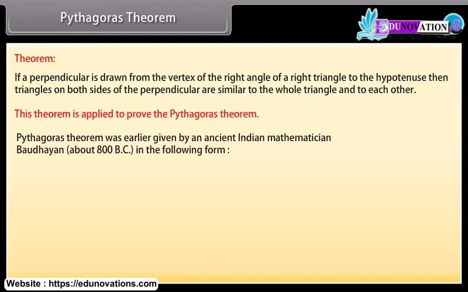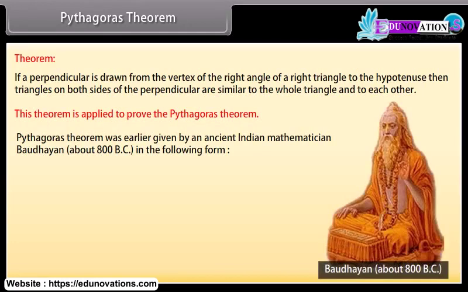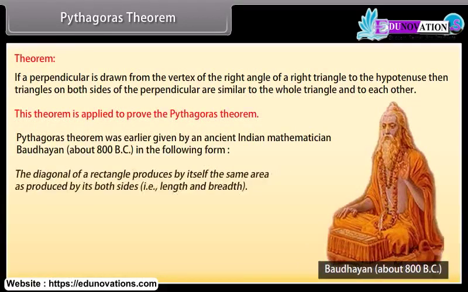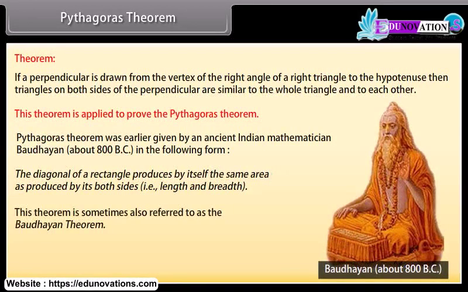Pythagoras theorem was earlier given by an ancient Indian mathematician Baudhayan about 800 BC in the following form. The diagonal of a rectangle produces by itself the same area as produced by both its sides, that is, length and breadth. This theorem is sometimes also referred to as the Baudhayan theorem.